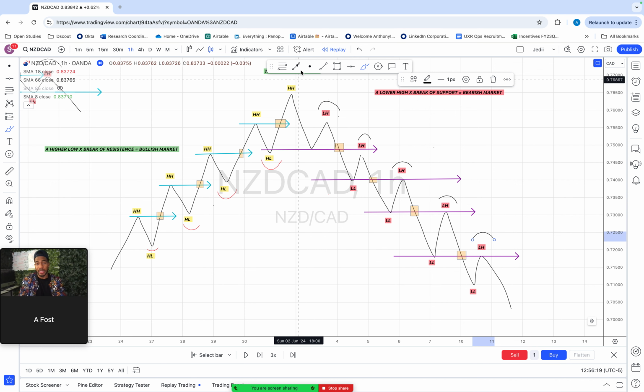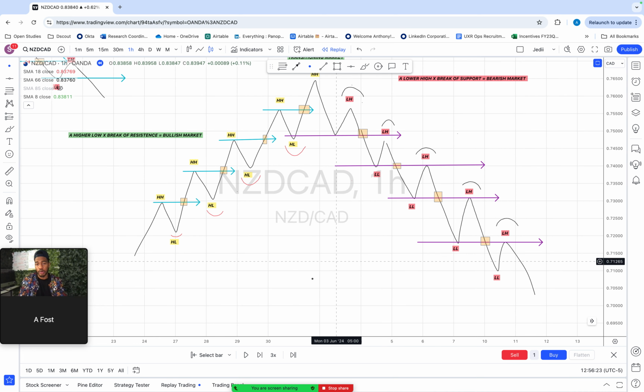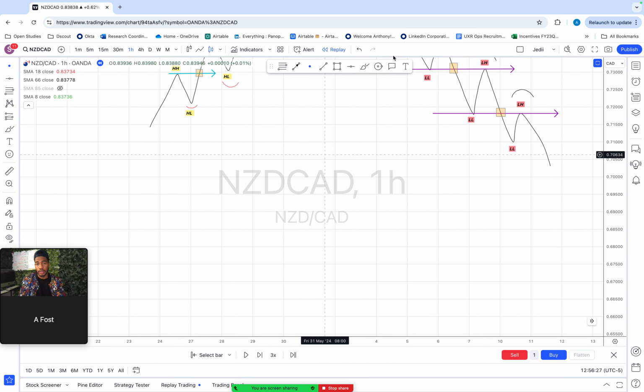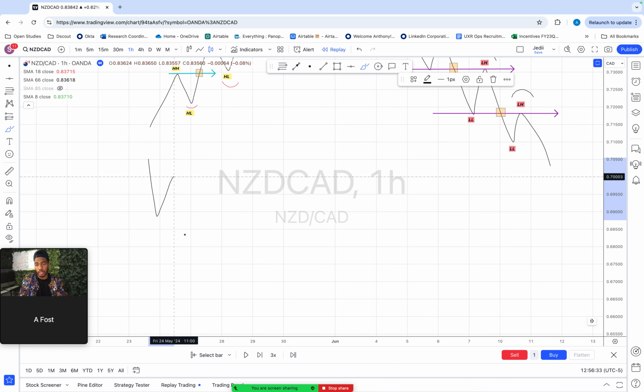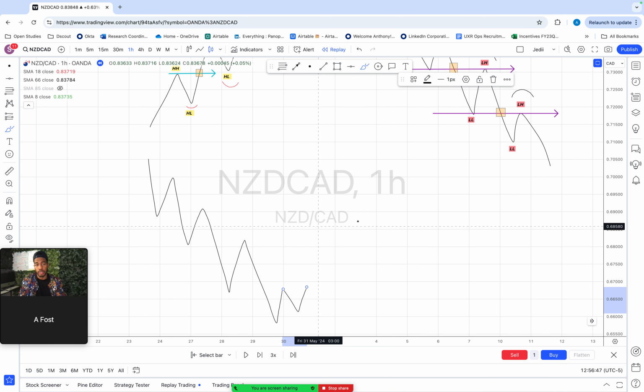Okay. Now this final example, I'm not going to get too in depth. That was a bullish market to a bearish market. I'm just going to draw a bearish market into a bullish market down here. So lower low, lower high, lower low, lower high, lower low, lower high, lower low, lower high, higher lows created. Okay, so I'll stop there real quick.